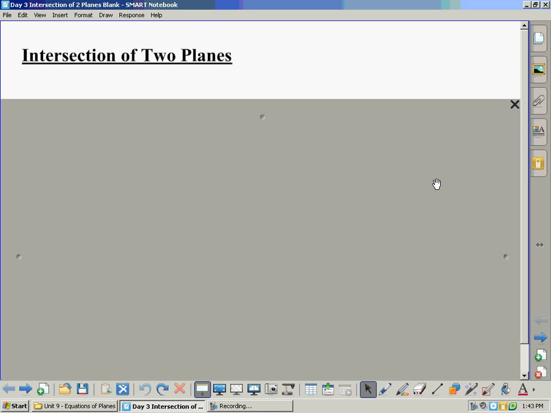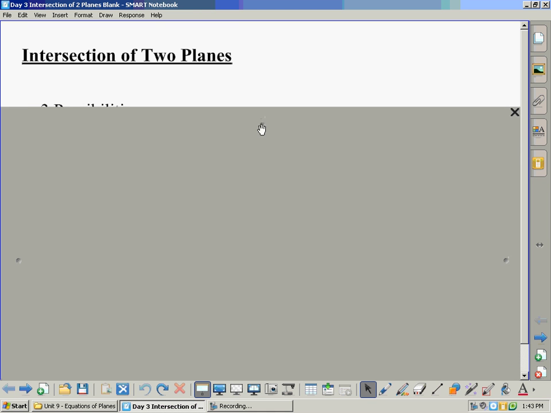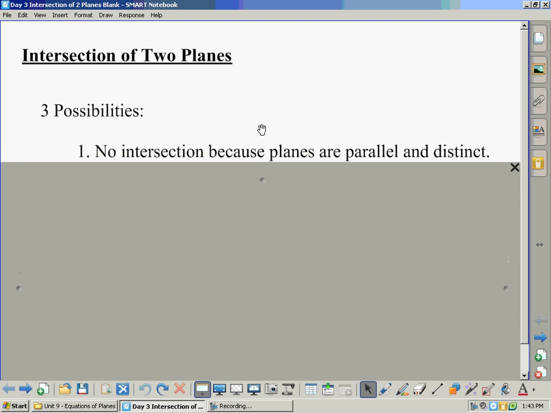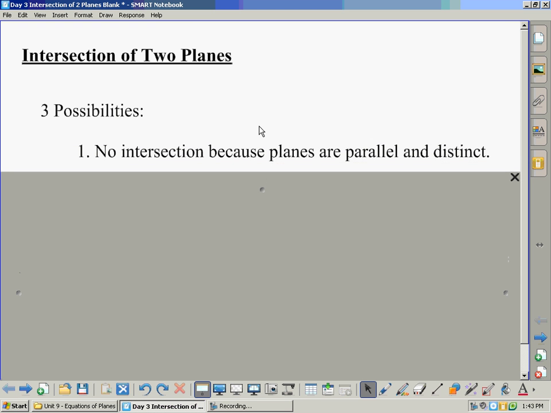The first one that I have here on my list is if the two pieces of paper are above each other and parallel, then there's no intersection. Just like two lines that are parallel, two planes could be parallel and distinct, and of course there'd be no intersection.